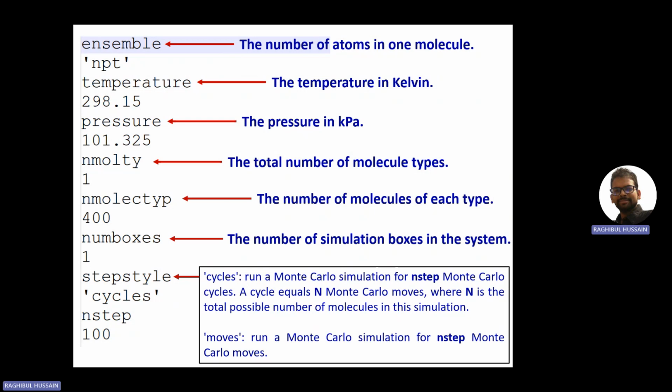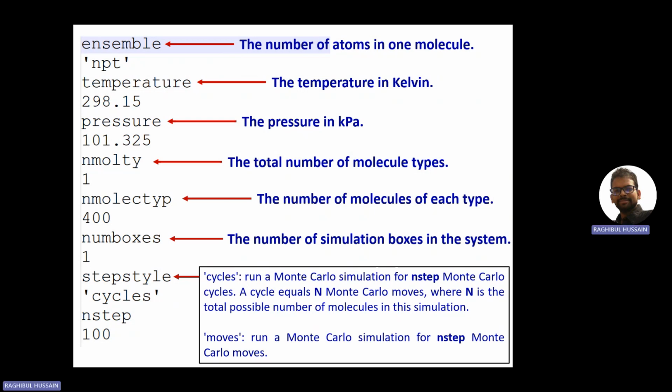Okay. So the first three are very easy: pressure, temperature, and which ensemble you want to use. Now the next is mole type. In this example, we have a system with only water molecules. This variable says what is the total number of molecule types. How many molecule types are in your system? In this case, we have only one molecule type, which is water. So that's why we are using mole type equal to 1.